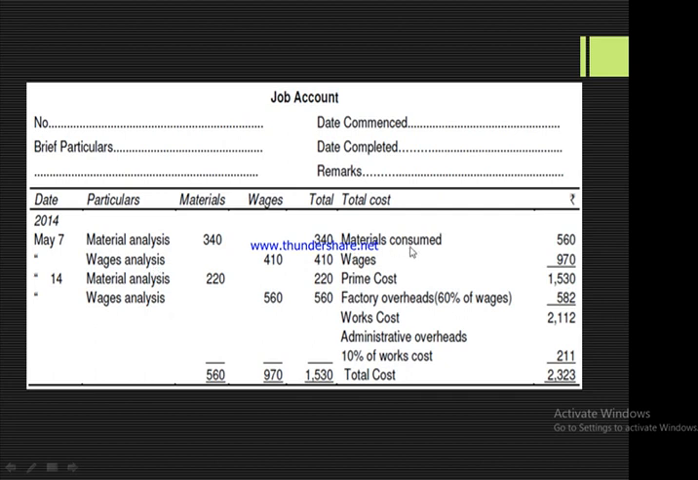On the right hand side, if you observe, there is the total material consumed and the wages the company has incurred. Then we also look into the factory overheads, how much factory overhead recovery is done, and the administrative overheads. Depending upon the contribution of factory overheads and administrative overheads, the relative share, the percentage, may vary, and that becomes the final total cost.